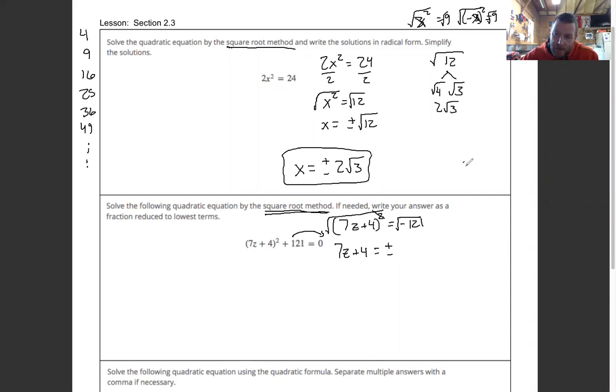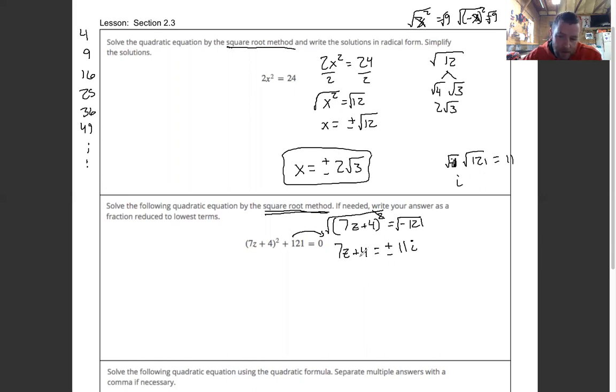Remember the square root of 121 is equal to 11. And since it's negative, I have to pull out i, the square root of negative 1, which is equal to i. So the square root of negative 121 is 11i. And now I need to solve from there.